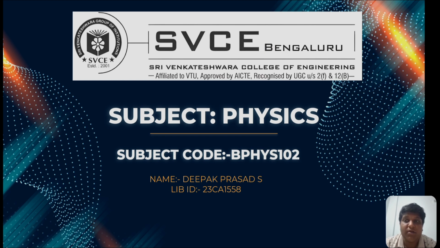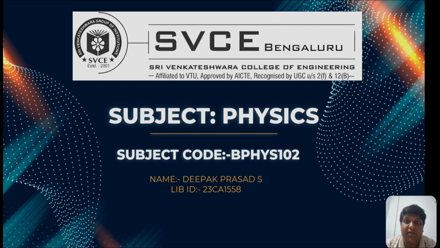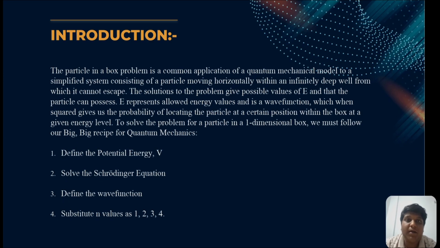Today's topic is variation of wave function and probable densities of a particle in a 1D potential of infinite wall height. Coming to the introduction part of the topic, the particle in a box is a common application of a quantum mechanical model to a simplified system consisting of a particle moving horizontally or also vertically within an infinitely deep well which has no chance to escape.